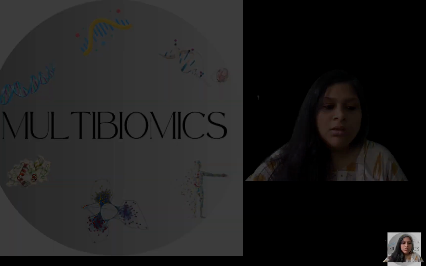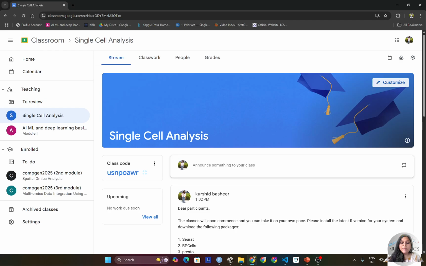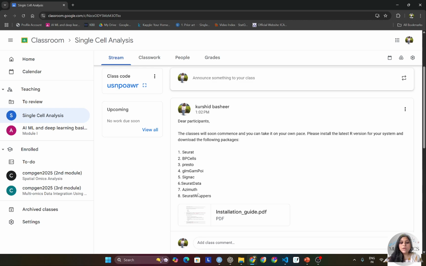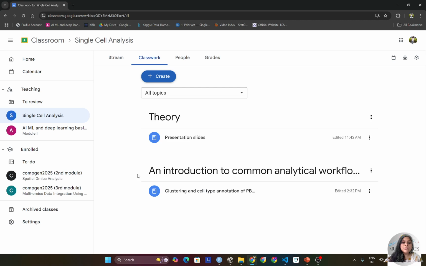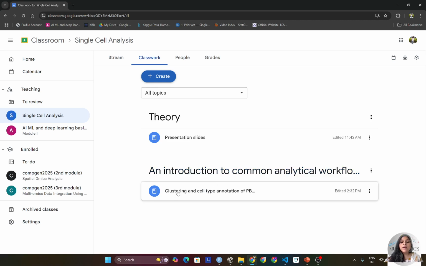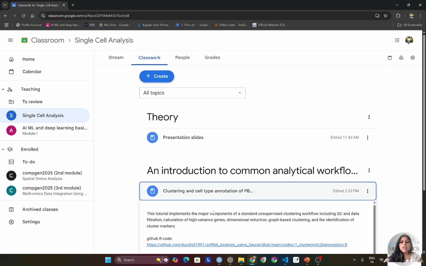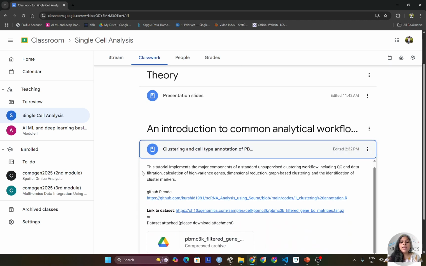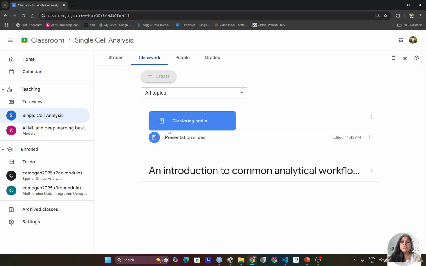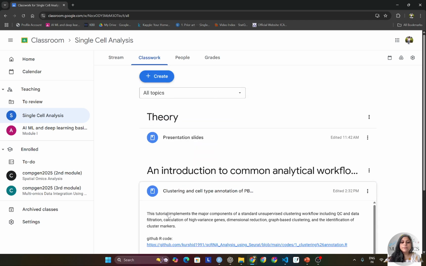So first, for starting with the hands-on experience, let us go to our Google Classroom. You see, this was the announcement that I was talking about. Here, installation guide.pdf, you just open it and follow the instructions. For now, we will go to the classwork tab. In that, the first topic, an introduction to common analytical workflow. In this, we are performing clustering and cell type annotation. Just click over here and you get a brief introduction.